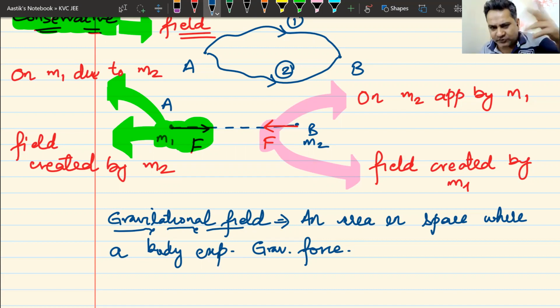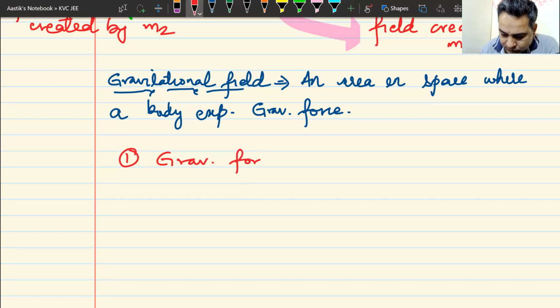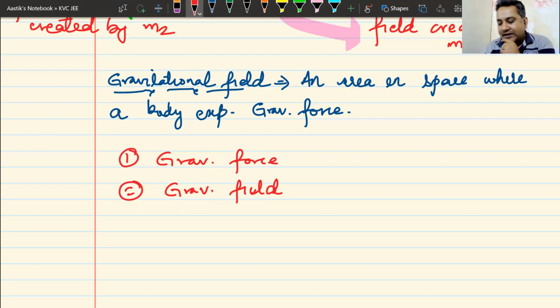What is the relation between field and force? We will come to that, or maybe in the chapter on gravitation we will deal with it in great detail. Right now, it's just a cursor for what is going to come. We have two terms here. Number one, gravitational force. Why does this force come? The reason is number two, gravitational field. We assume that there is a gravitational field, and because of it, this gravitational force comes.